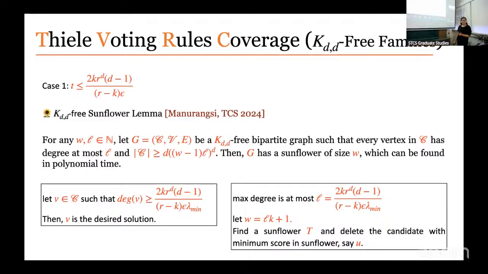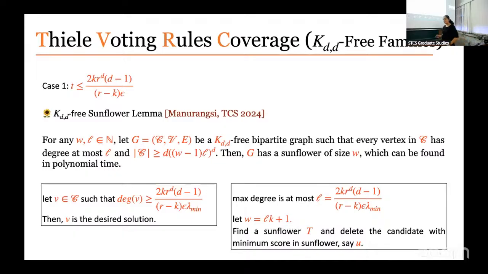Why is it safe? That we need to argue, but at least we know that if it is safe to delete this candidate, then my candidate set size is reduced. And the reduced size is a function of K, R, D, and lambda. Just by these values, I can do brute force and solve the problem.